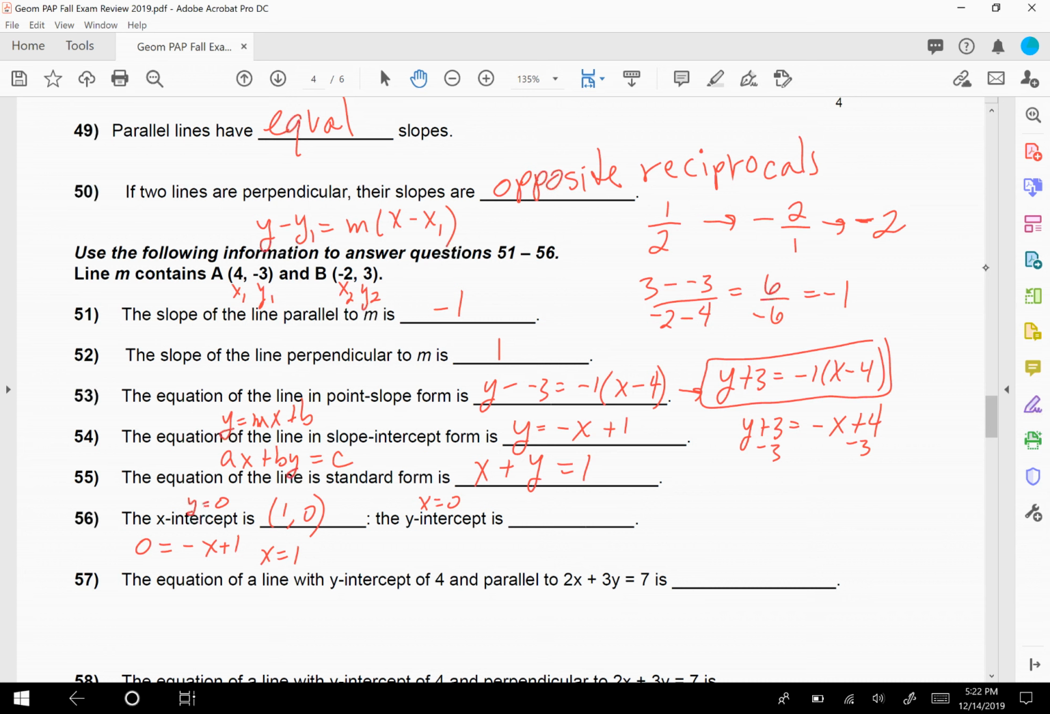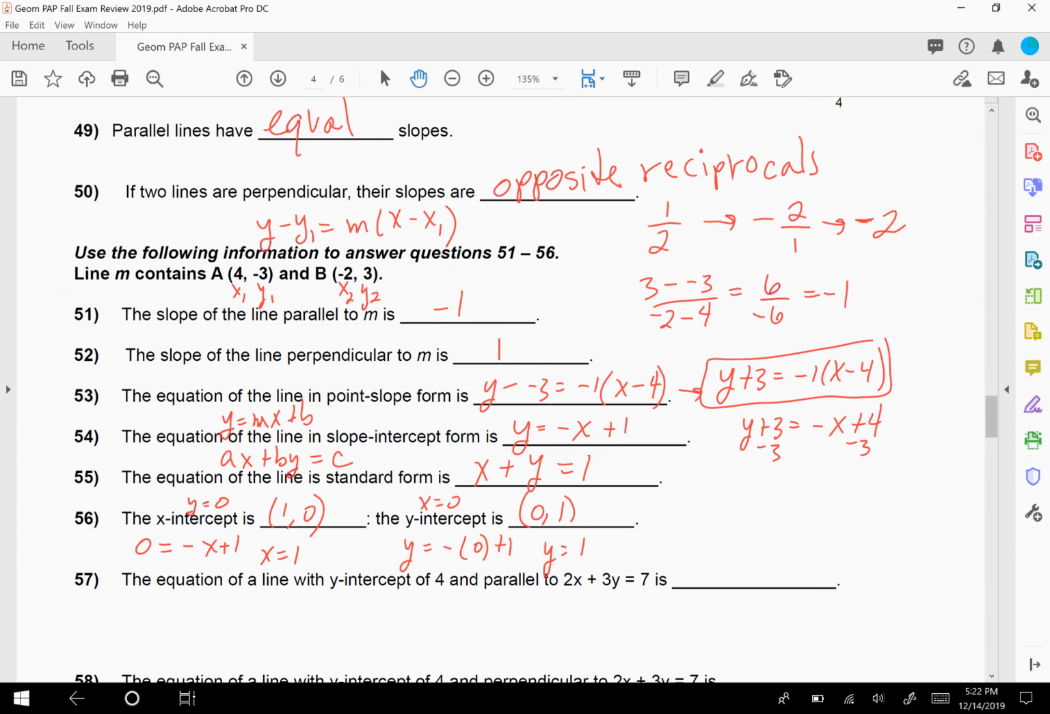Okay, now the y-intercept, we're going to plug in x is 0 here. So you have y is equal to negative times 0 plus 1. So y is equal to 1. So our y-intercept is going to be at 0, 1.